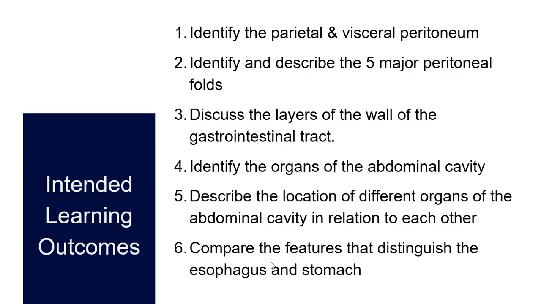So at the end of this module, the students must be able to identify the parietal and visceral peritoneum, identify and describe the five major peritoneal folds, discuss the layers of the wall of the gastrointestinal tract, identify the organs of the abdominal cavity, describe the location of the different organs of the abdominal cavity in relation to each other, and of course, compare the features that distinguish the esophagus and then the stomach.